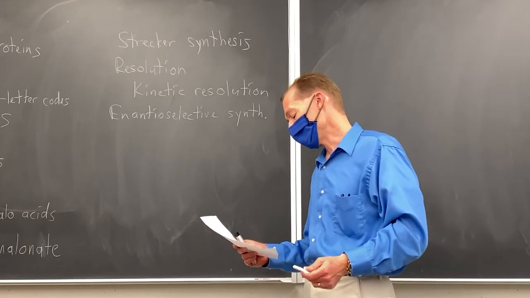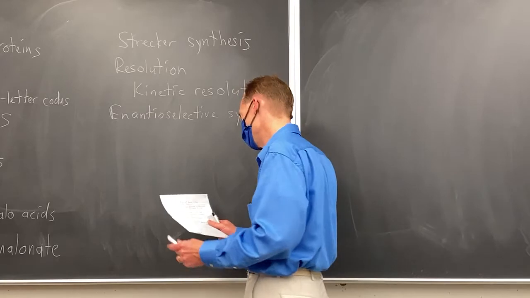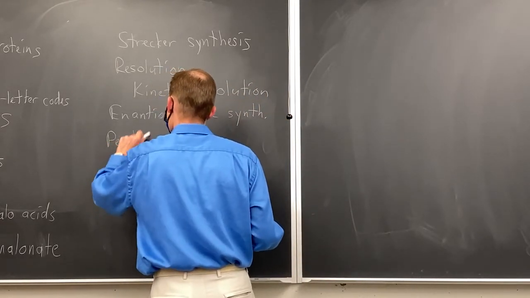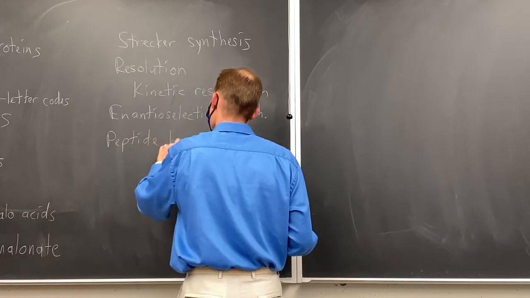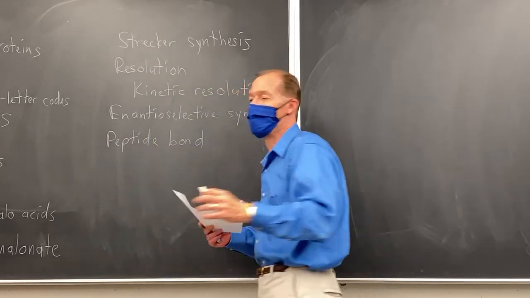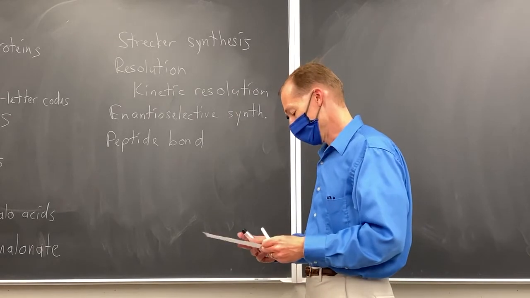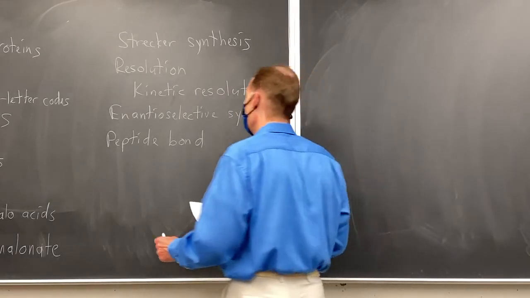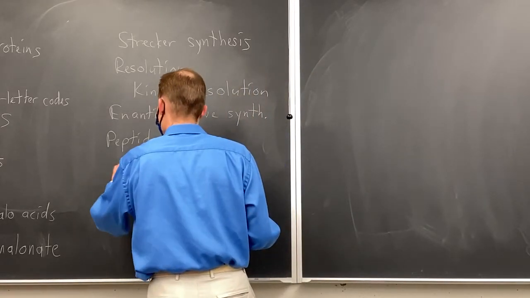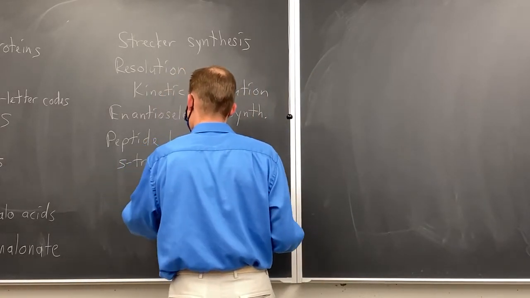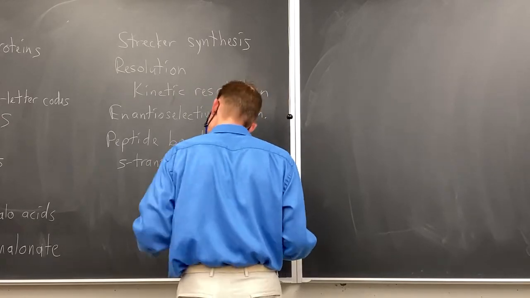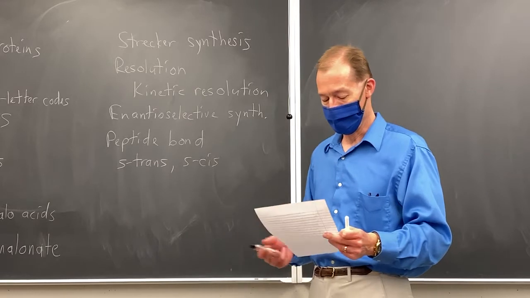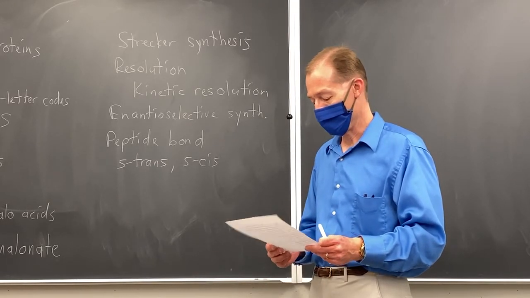After we had discussed synthesis of amino acids, we moved on to a discussion of peptides and their structures. We started with the peptide bond. That's just another name for an amide bond. And we talked about how there were two conformations, the S-trans and the S-cis. So you should recognize that. S-trans is lower in energy in most cases than S-cis.